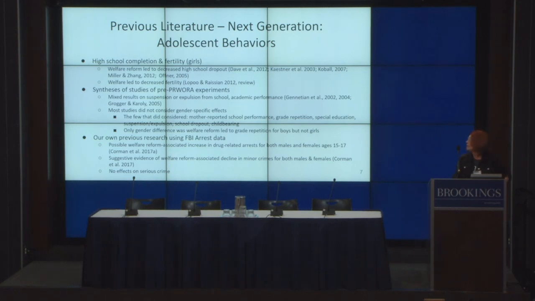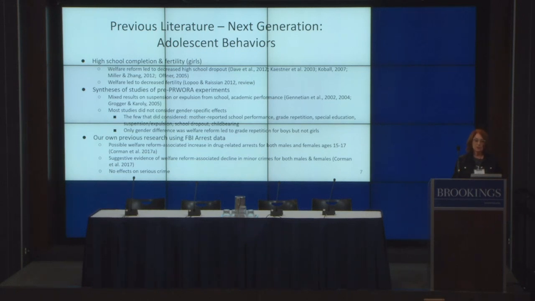Now, about the previous literature on the next generation. There was quite a bit of literature on high school completion and fertility, and just about all of that was only geared toward girls, since the idea is that people thought, well, welfare reform affected women, so it would affect their daughters, so we're not going to look at the boys because it wasn't geared toward boys, it was geared toward females. So the research did find lower rates of high school dropout and lower rates of teen fertility.